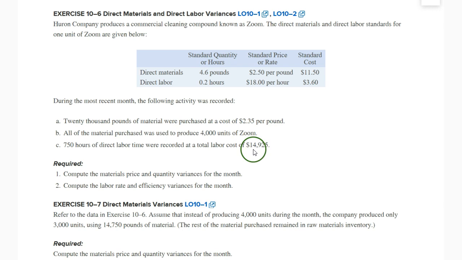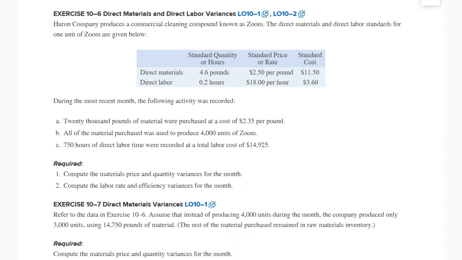Now if you get your calculator, and I'll do it right quick to the side, you cannot see this, but if you take $14,925 total labor cost and divide by 750 hours, you will get $19.90 per hour. So that's the actual direct labor cost per hour. The standard said we should have paid $18 per hour. So we paid more than the standard, so we're going to have an unfavorable labor rate variance.